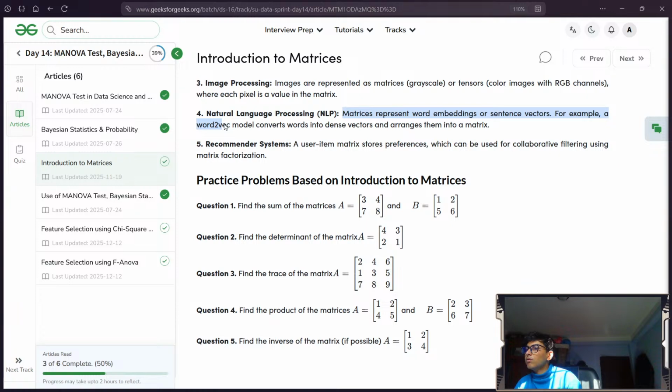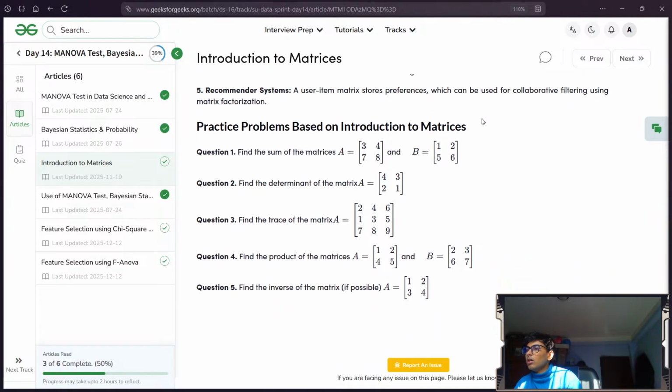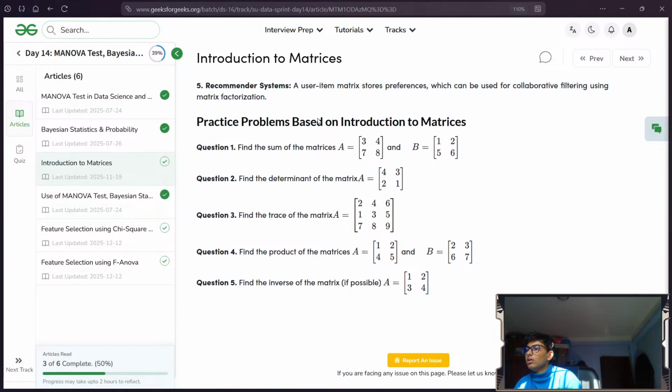For example, a word-to-vec model converts words into dense vectors and arranges them into a matrix. Recommender systems: a user-item matrix stores preferences, which can be used for collaborative filtering using matrix factorization. And these are some problems.